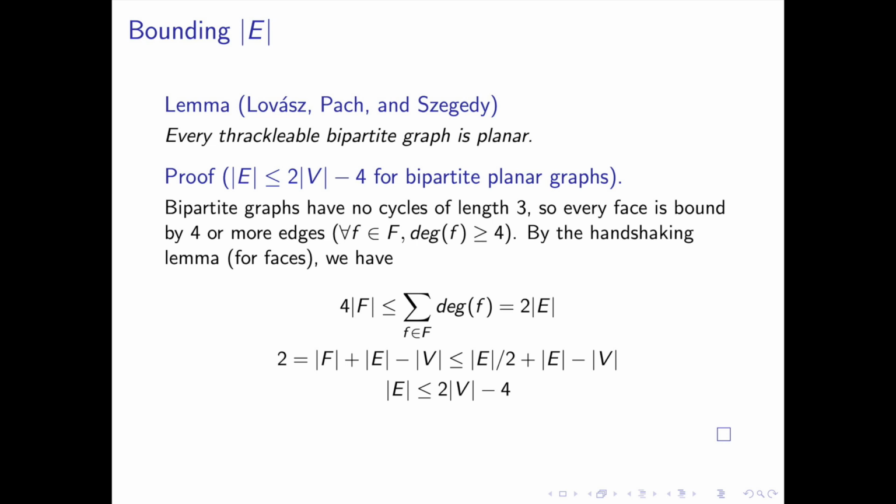While the Thrackle conjecture remains unproven, the upper bound on the number of edges has gotten lower and lower. In 1997, Lovász, Pach, and Szegedy published the first serious improvement on the upper bound of the number of edges.